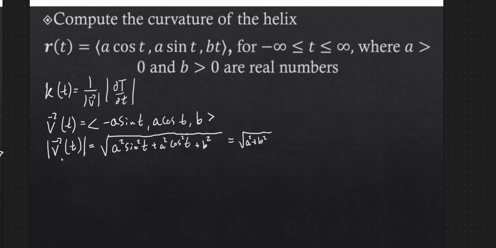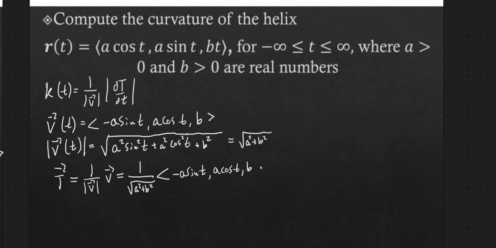So that's my speed. So to get T, my unit tangent vector, remember this is 1 over magnitude v, scaling the velocity, right? The unit tangent vector points in the direction of velocity but has unit length, so we divide by the magnitude of it. And so that's 1 over the square root of a squared plus b squared times this velocity vector. So minus a sine t, a cosine t, and b.